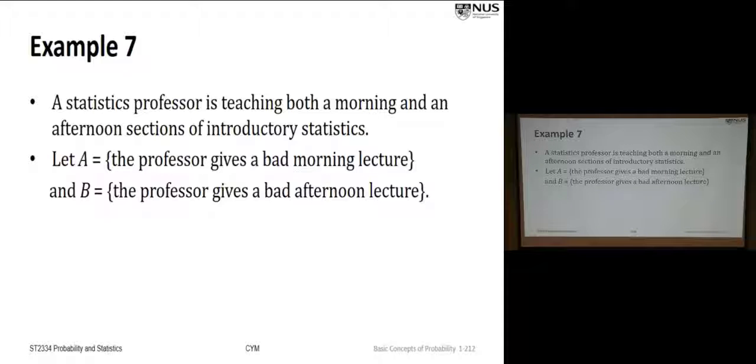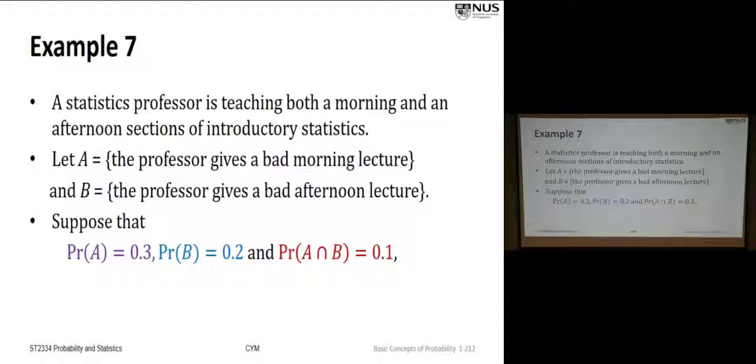Now suppose that the chance that the professor gives a bad morning lecture is 0.3. Not that bad and not that good. Probability of B is 0.2. Slightly better. Maybe after lunch it's getting better. So the probability of A and B is equal to 0.1. All this refers to the same day. So for the same day, both morning and afternoon lectures are bad. So the chance is about 10%.